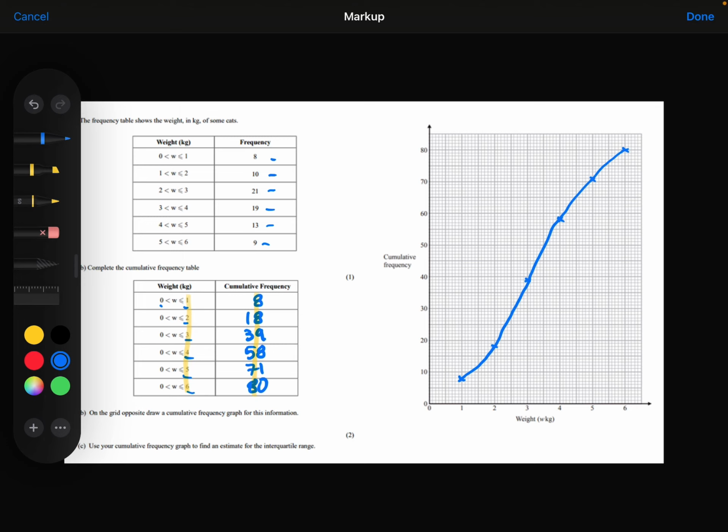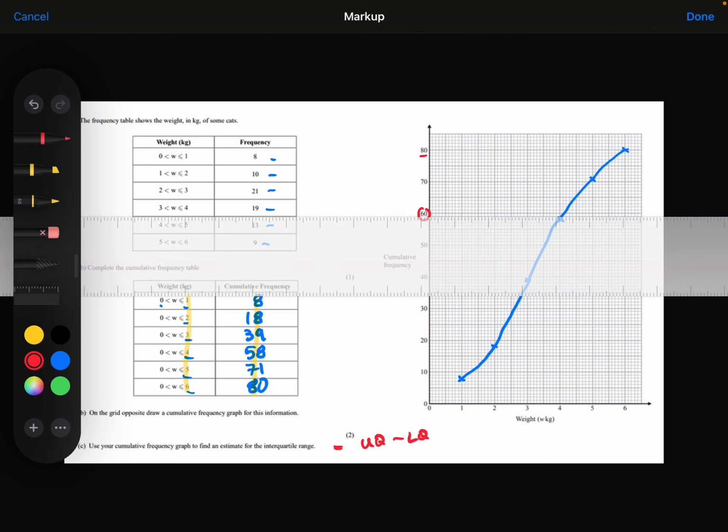Part C says we're going to use the cumulative frequency graph to find an estimate for the interquartile range. So the interquartile range is going to be equal to the upper quartile, take away the lower quartile. And we're going to use our graph to find each of those. So if there are 80 cats, the upper quartile would be the 60th value, because that's 3/4 of 80. So we're going to draw a line across at 60.